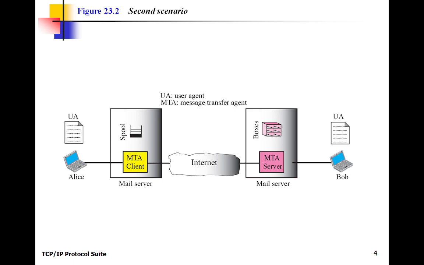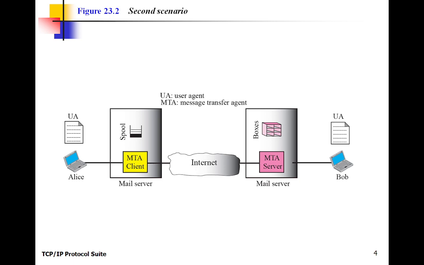Then the second scenario: instead of using a single mail server, we are using two mail servers, because, as we discussed earlier, there is a user agent on the client side and a user agent on the server side also. What is the purpose of the user agent? It creates an envelope. The source address and destination address, the from address and to address, will be kept in the user agent. Then after that it will create an envelope and include the message in the envelope.